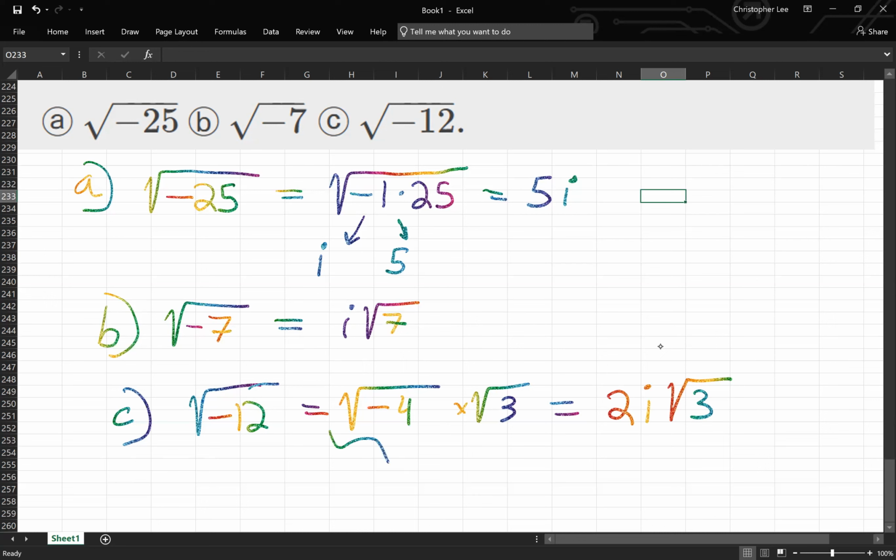So the square root of -4 is not just 2, because of the negative that's there. Just like how square root of -25 became 5I. And then square root 3 can't get simplified, so that just stays there.